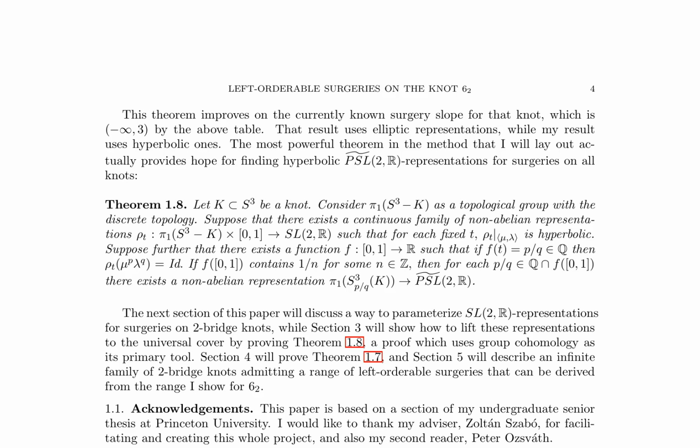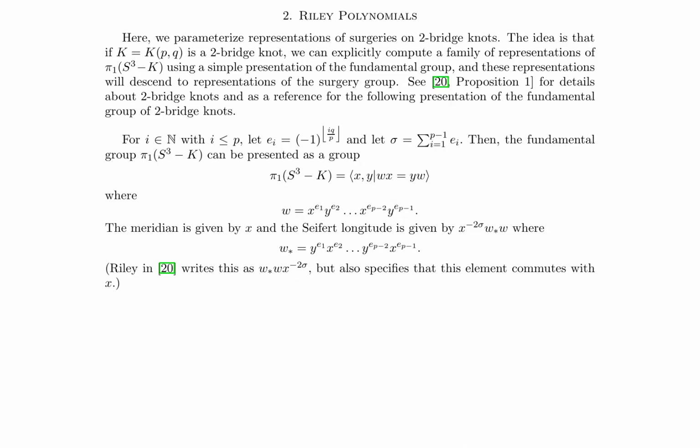The paper also presents a more general method, theorem 1.8, which provides hope for finding hyperbolic, tilde-wide PSL(2,R), representations for surgeries on all knots. This involves using group cohomology and will be discussed in the next sections of the paper.